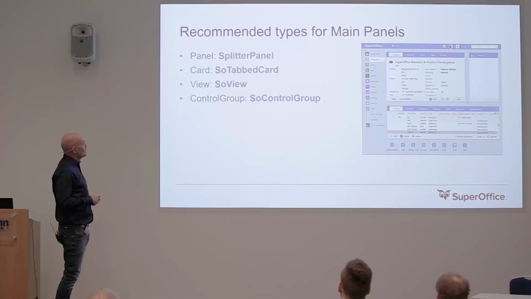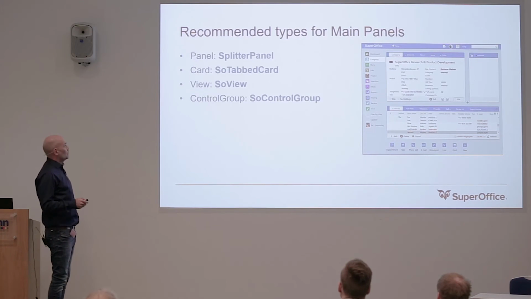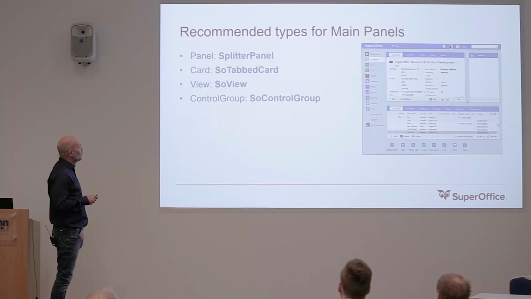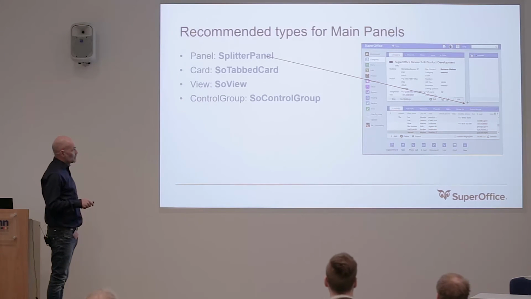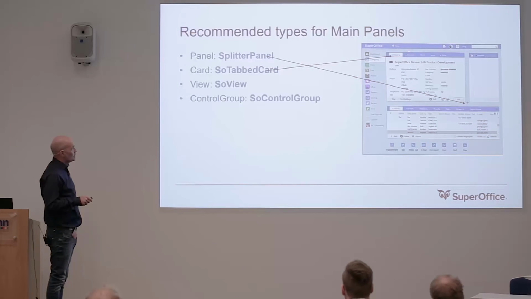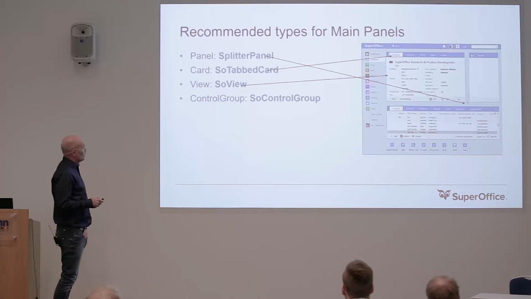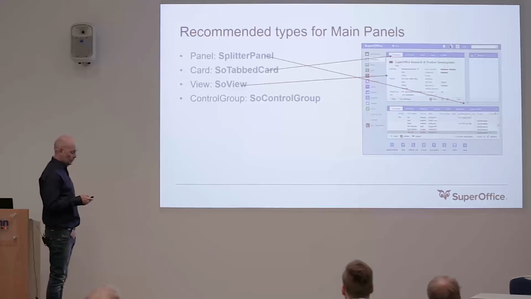I will recommend, if you're going to make a new page, that you use these common components. This splitter panel is the panel that holds these 3 cards and makes it possible to resize them. When you want to use a card with tabs, I recommend you use the SO tab card. That will make 1 tab for each view it contains. I recommend that for the views you use SO view, and for grouping controls, you use SO control.